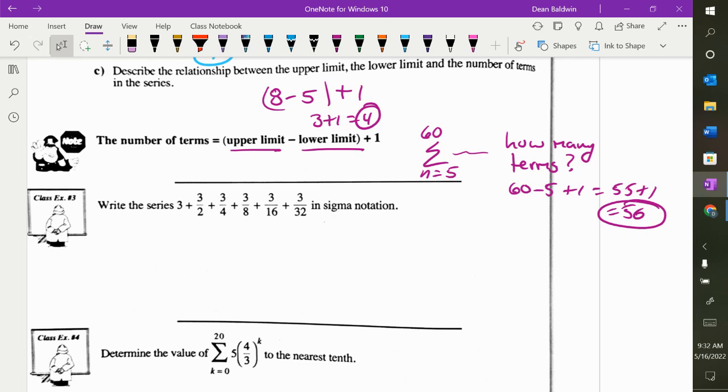Okay, here's our series. Now we're going to go backwards. Instead of giving us sigma, we're going to work backwards. We're going to get the series and write it in sigma notation. So here it is written out. What is my A value? What is my R value? And what is my N value?